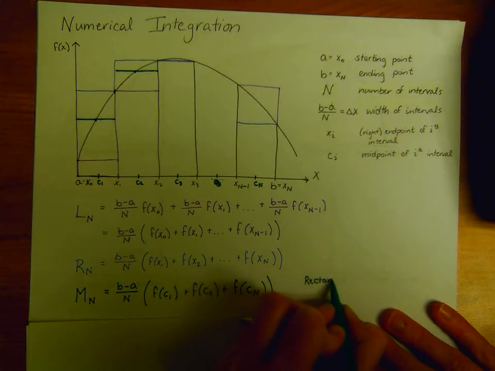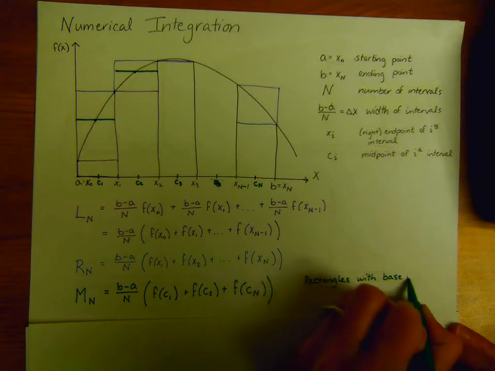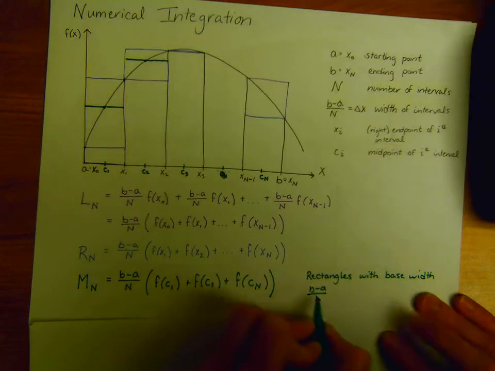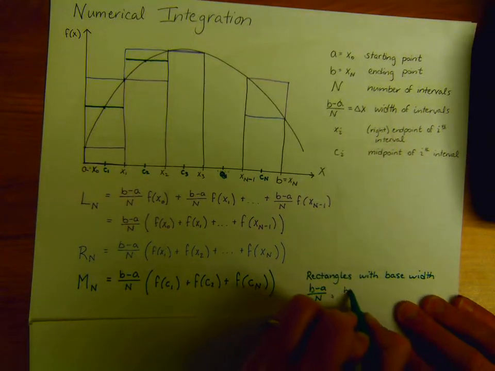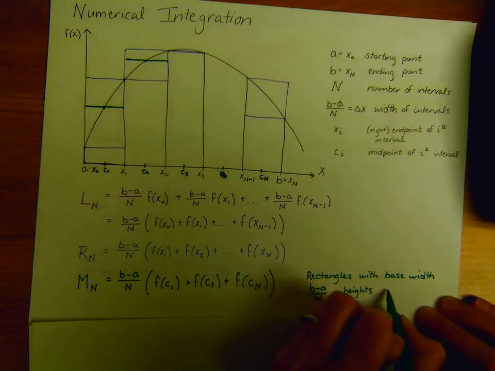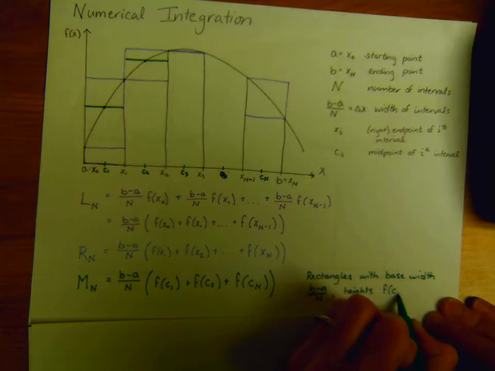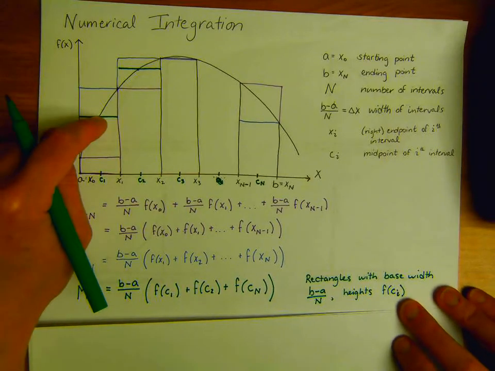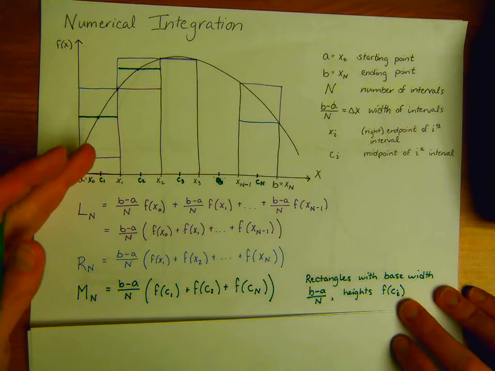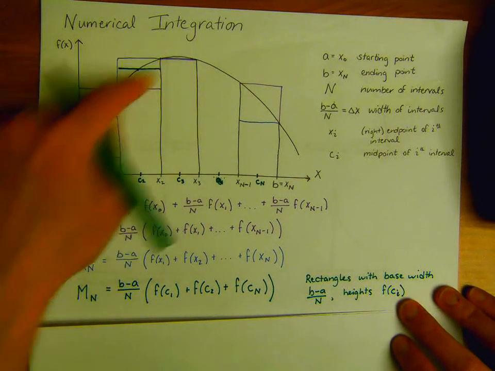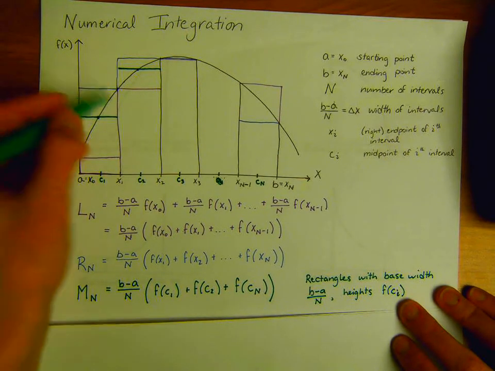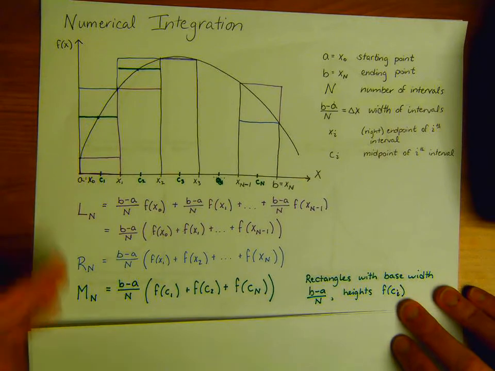rectangles with base width of b minus a over n, which is what we had before, and heights given by the height of the function at the midpoint, maybe I should call this c sub i. For many curves, this is going to be a more accurate measurement. For linear functions in particular, it's going to be exactly equal to the exact value of the integral, because the overestimation triangle and the underestimation triangle will be exactly equal for a linear function. We'll talk a little more about that in a second.